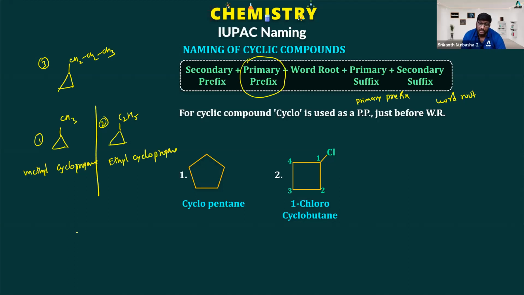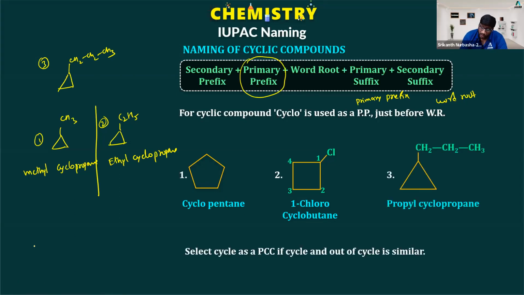Yes or no? In that case, select a cycle as the parent carbon chain, and out of cycle, you have to take substituents, in case both are similar also. So propyl cyclopropane, that is going to be the correct name. It is not like 1-cyclopropylpropane. This is wrong. On the first position, we have cyclopropyl ring, cyclopropyl as substituent, and propane is the long chain. So you should not write the name in this manner. 1-cyclopropylpropane is wrong. Select a cycle as PCC, parent carbon chain, if cycle and out of cycle is similar. Right.